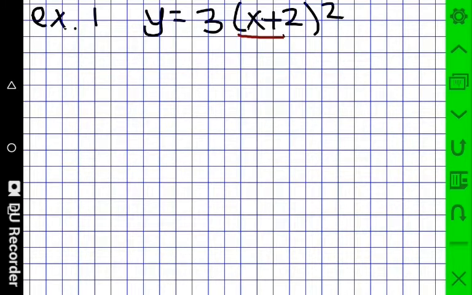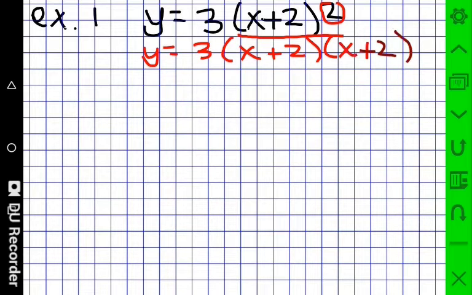So we've learned in the past that (x plus 2) squared, anything to the second power, means do it 2 times. So I'm going to write it out, and I'm going to write down x plus 2, and I'm going to write it out twice. Okay, so (x plus 2)(x plus 2). What I'm going to do now is I'm going to FOIL this right here. Remember, FOIL is first, outside, inside, last. So I still have the 3 there. I'm not touching that yet.